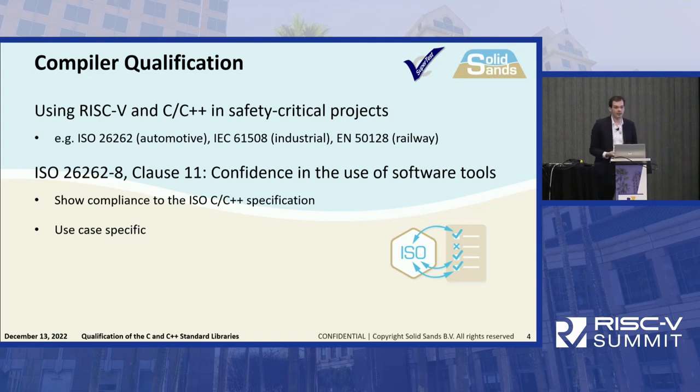Now, compiler testing is not only relevant when building a compiler, it's also very relevant when using a compiler within a safety-critical context. When using C or C++ for a safety-critical project, you need to be compliant with functional safety standards. Functional safety standards tell you to create confidence in the tools that you are using, including the compiler. ISO 26262, for example, for automotive software, requires you to create this confidence mainly by showing compliance to the C and C++ specifications. And that is, of course, where SuperTest then comes in.